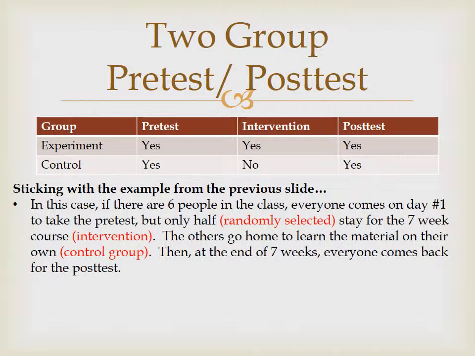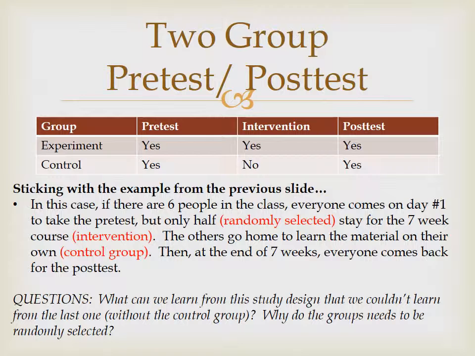So, sticking with the example from the previous slide, imagine there are 6 people in the class. Everyone comes on day 1 to take the pretest, but only half of the class stay for the 7-week course. The others go home to learn the material on their own. At the end of 7 weeks, everyone comes back for the post-test, and maybe we see, does the experimental group do better because they came to class each week and heard from the professor, or does the control group do better because, maybe coming to class was a big waste of time, and maybe learning on their own was even better than sitting in the 4-hour lecture. So we would do that measurement at the end.